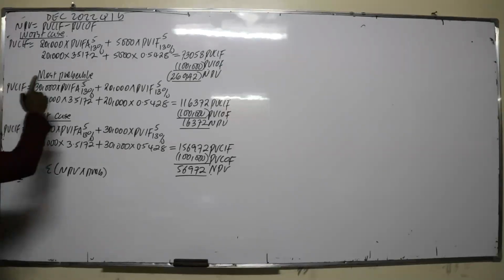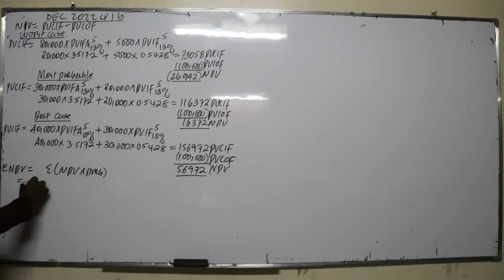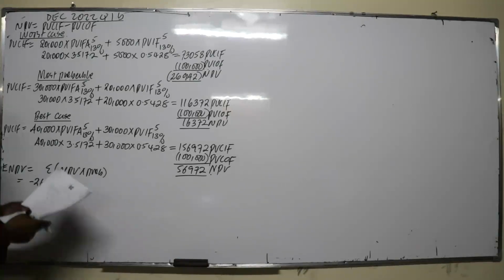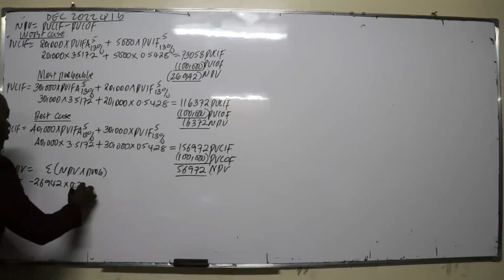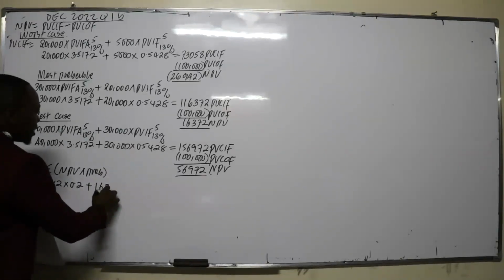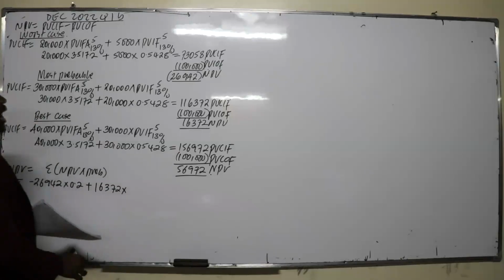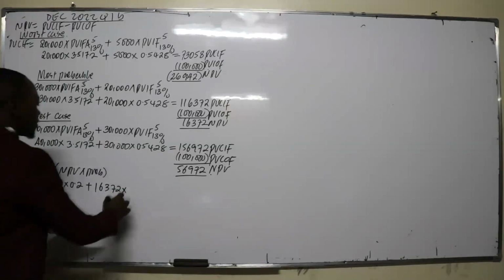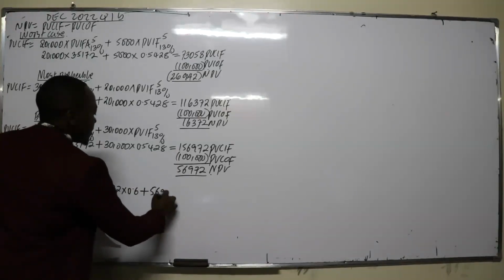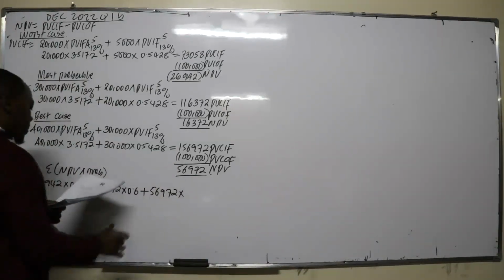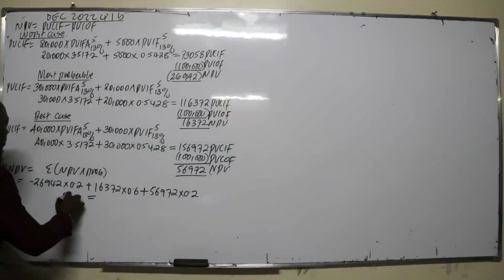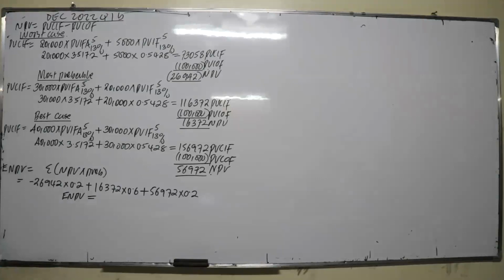So under worst case scenario, our NPV was negative 26,942. What's the probability of the worst case scenario? 0.2, plus the most probable, the net present value was 16,372. And the probability of the most probable was how much? 0.6. And then lastly, 56,972, and the probability of this happening was 0.2. Oh, good. Now give me the expected NPV.